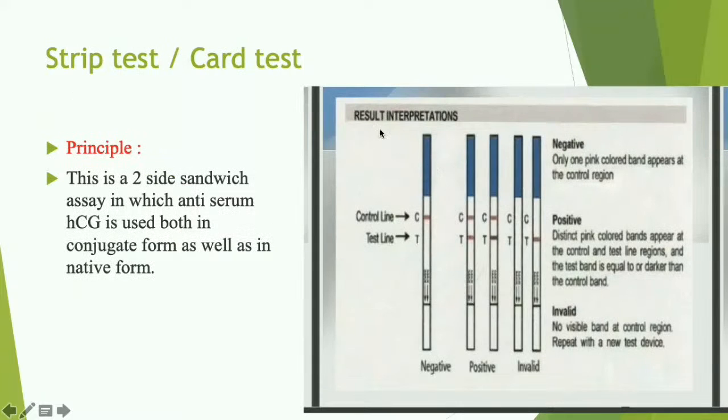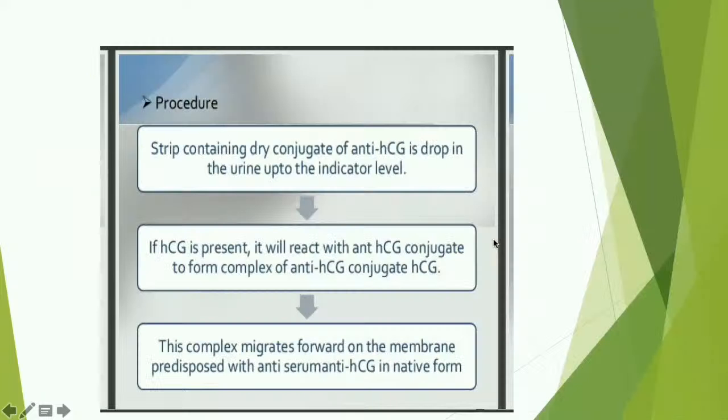So nowadays we have what is known as the strip test or the card test. This is a two-site sandwich assay because we use two types of anti-serum HCG. One is in its conjugate form, the other one in its native form. So we say there is a control, there is a pink or a red line, and then if the test sample also shows the same pink line, then we say that it is positive or the person is pregnant.